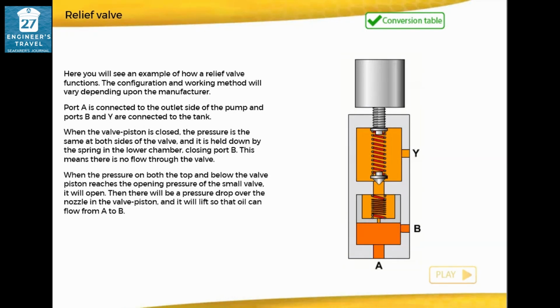When the pressure on both the top and below the valve piston reaches the opening pressure of the small valve, it will open. Then there will be a pressure drop over the nozzle in the valve piston, and it will lift so that oil can flow from A to B.